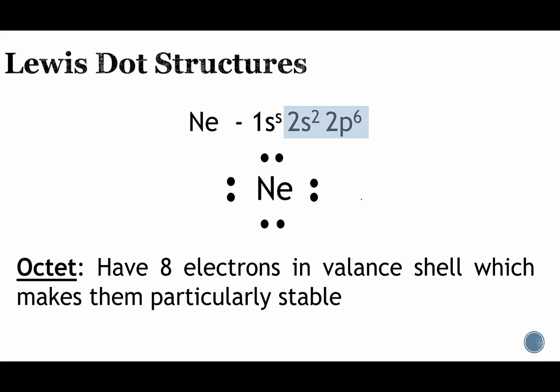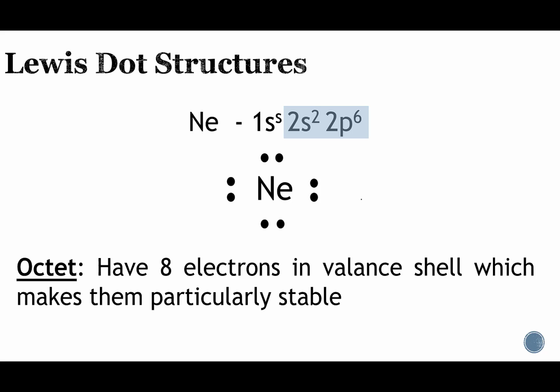The Octet Rule says that to have 8 electrons in the valence shell makes atoms particularly stable. So here we see one of our noble gases, neon. Neon is a noble gas. It's a particularly stable element. All of the noble gases are. And now we know what makes them particularly stable is having those 8 electrons in the valence shell. And sometimes we refer to this as a full valence shell, so 8 meaning full.